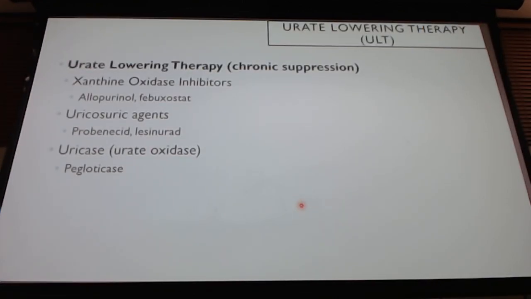I'm looking at my ULT. These were the same options that we saw listed before, right? So I have my XOIs, my uricosuric agents, and then I have my uricase. When I look at this, it's kind of in order of how we use these, okay? Your uricase costs a pretty penny. It's more expensive. So we kind of start with our XOIs first, uricosuric agents if those aren't working, and then we can go on to our uricase. And by that point, you're going to be referring them.